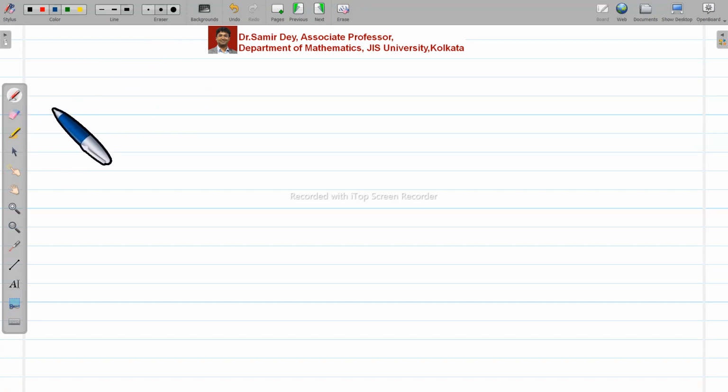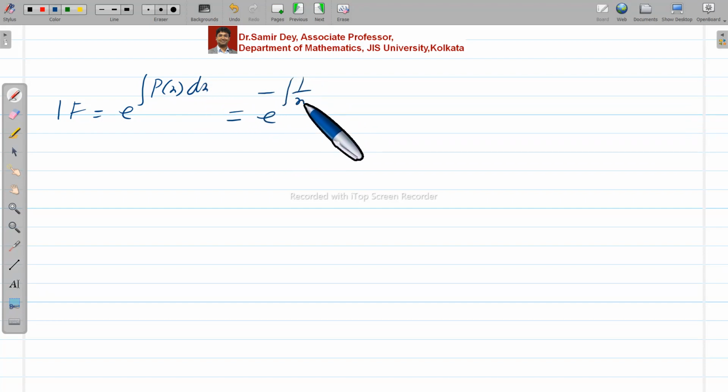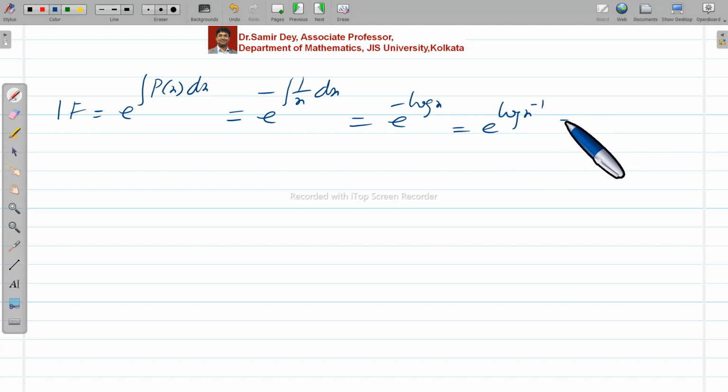Next line will be, IF is equal to e to the power integral of Px dx. That is e to the power integral of minus 1 by x dx. It is coming e to the power minus log x, which is x to the power minus 1, that is 1 by x. So this is your integrating factor. Now we write down the solution.